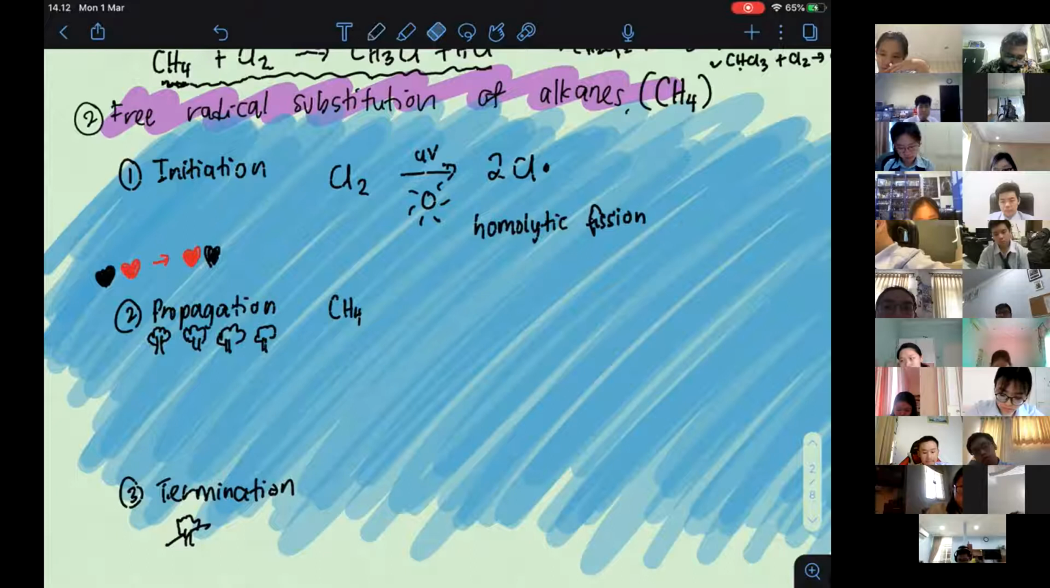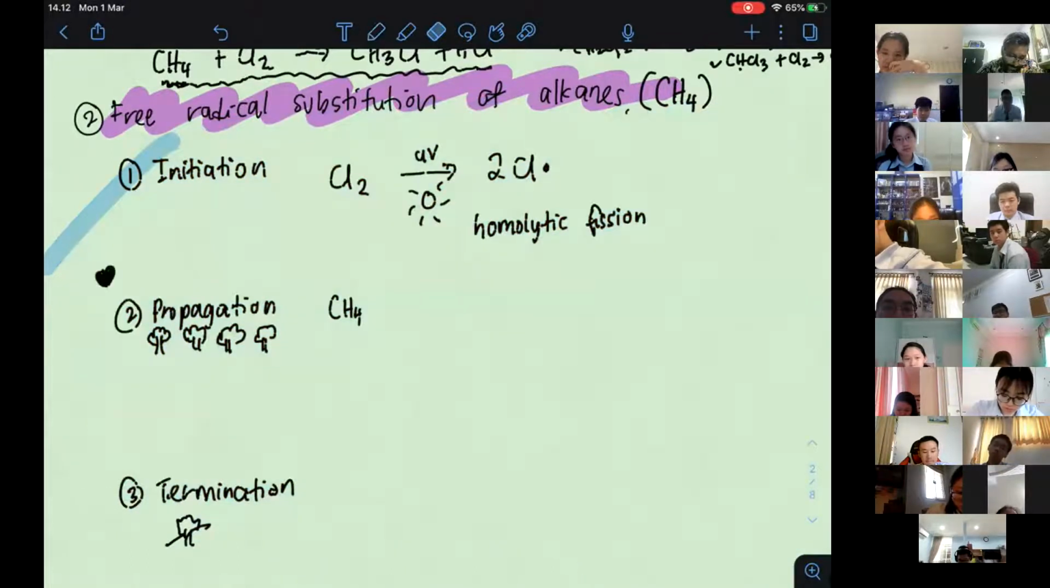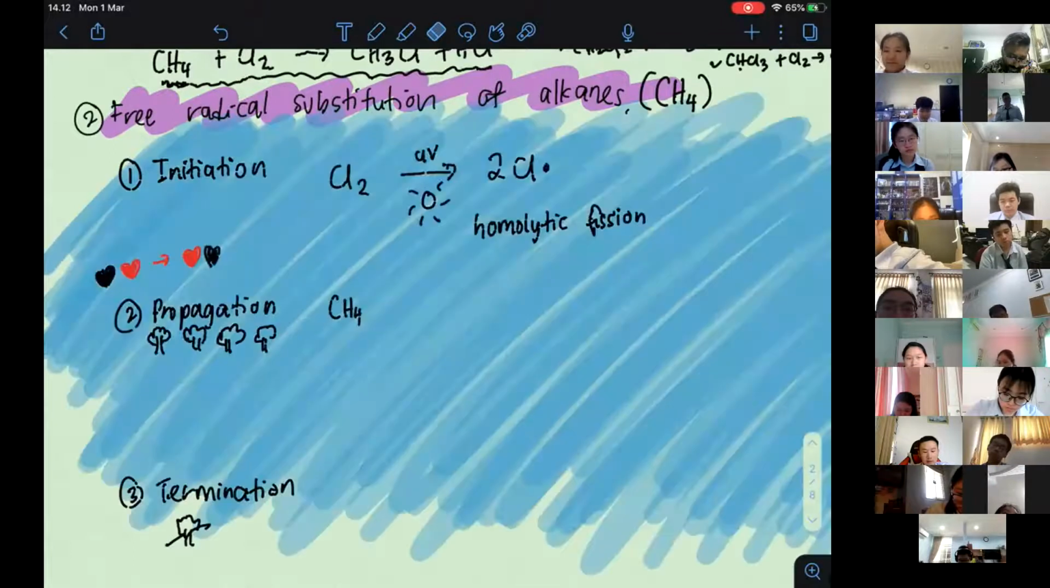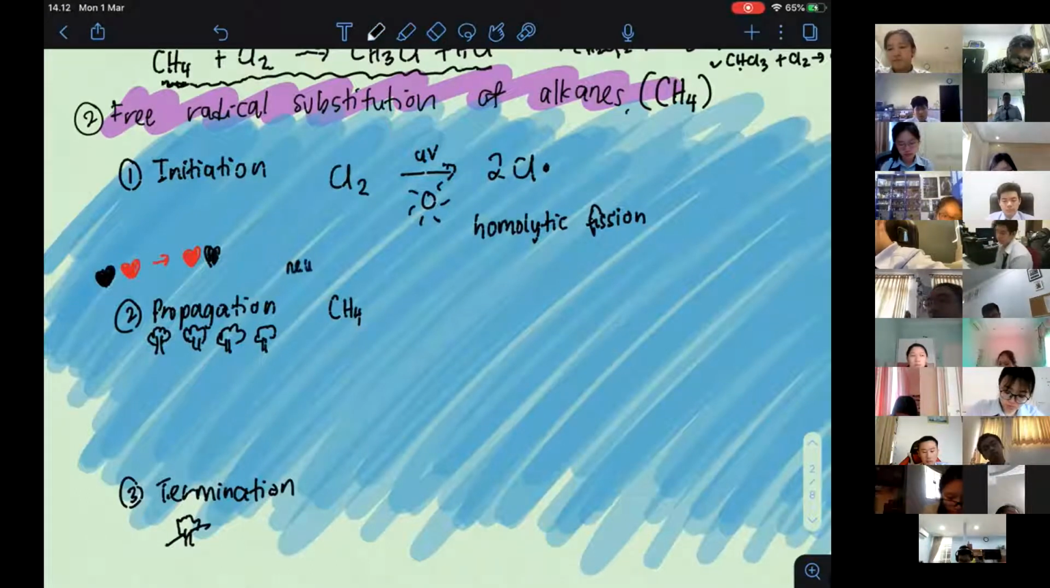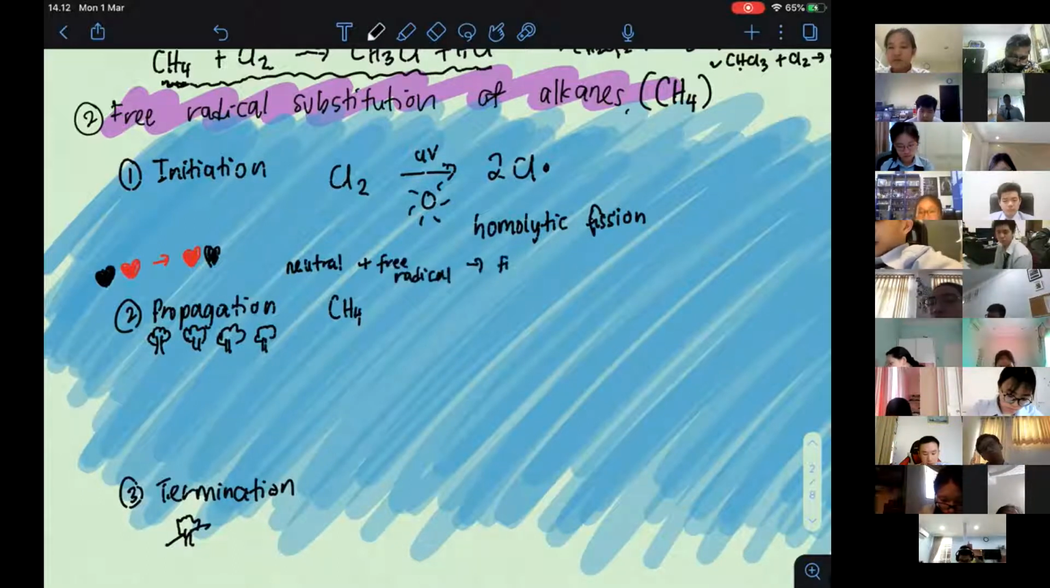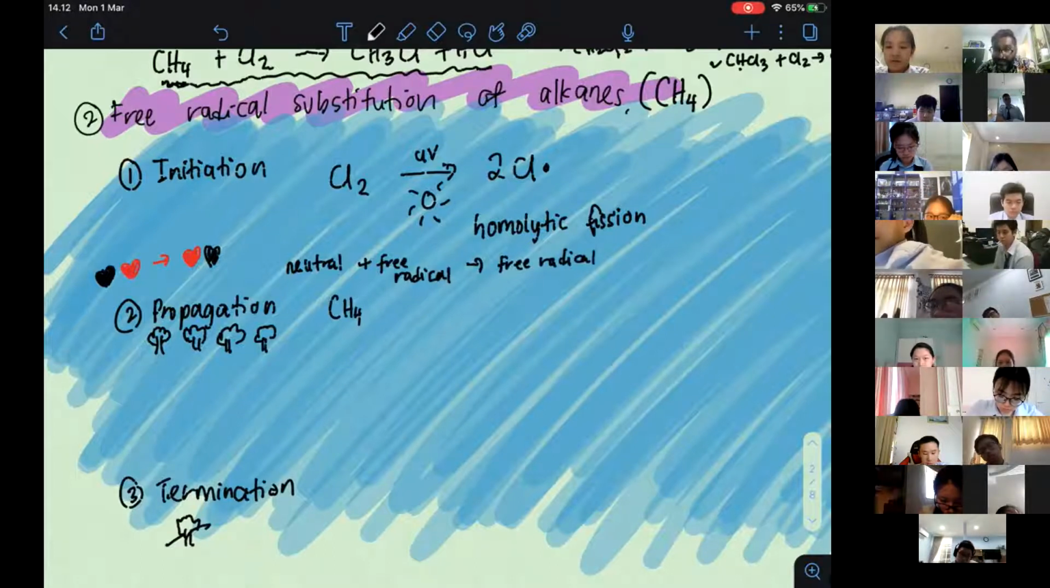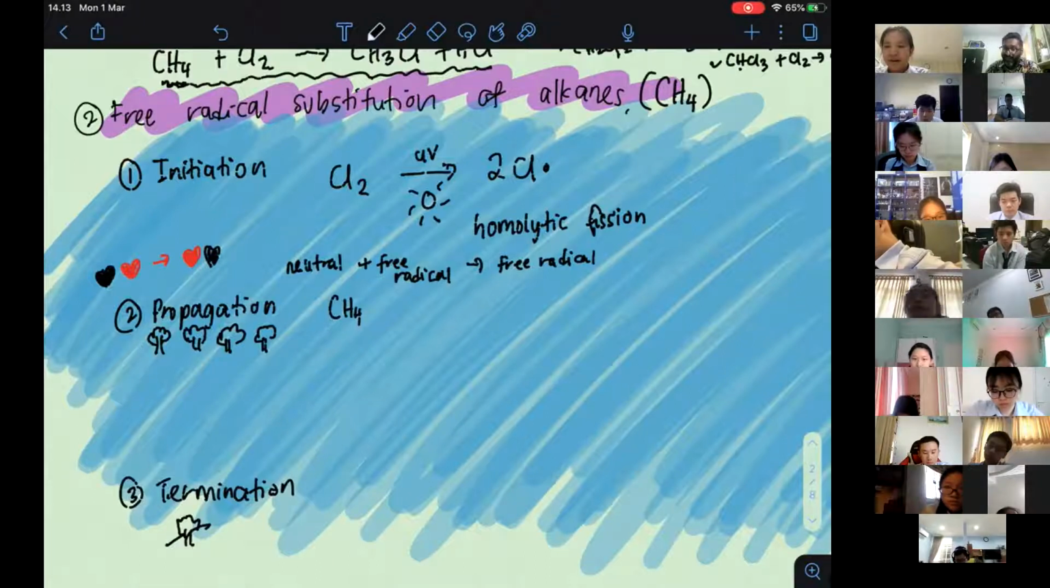When we say propagation, you are going to react with something that is neutral. I think it is better to use this term, something that is neutral. When you react with a free radical, you are going to get a free radical. The moment you are forming a free radical, the reaction continues. That is propagation. So neutral plus free radical. I'll tell you why I say neutral plus free radical afterwards.